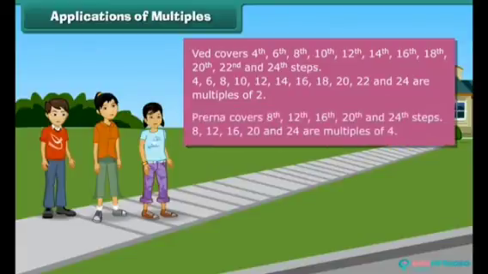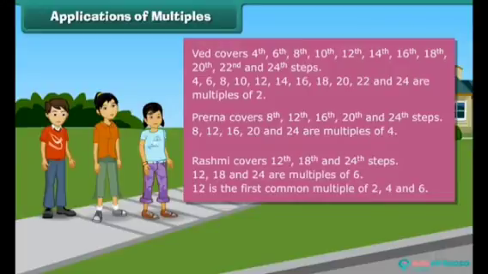Prerna covers 8th, 12th, 16th, 20th, and 24th steps. 8, 12, 16, 20, and 24 are multiples of 4. Rashmi covers 12th, 18th, and 24th steps. 12, 18, and 24 are multiples of 6.